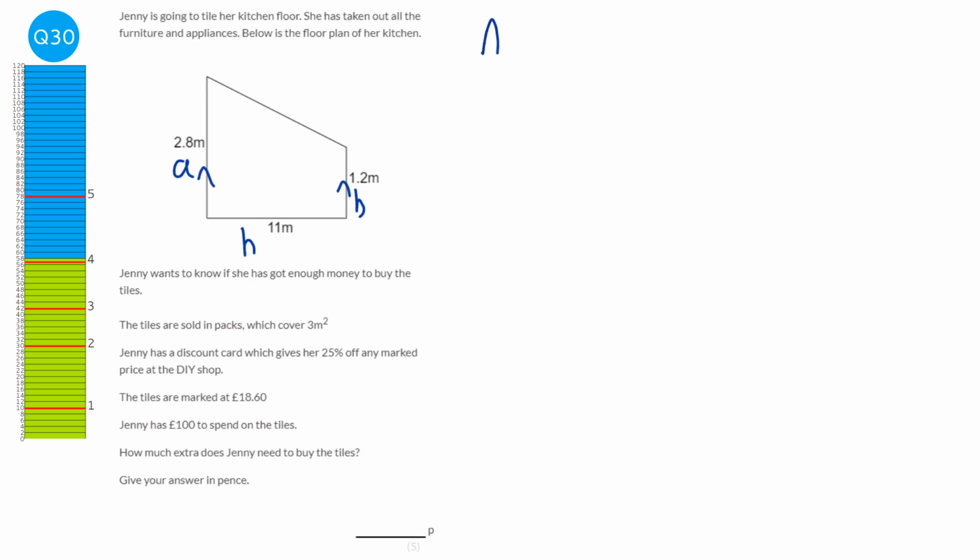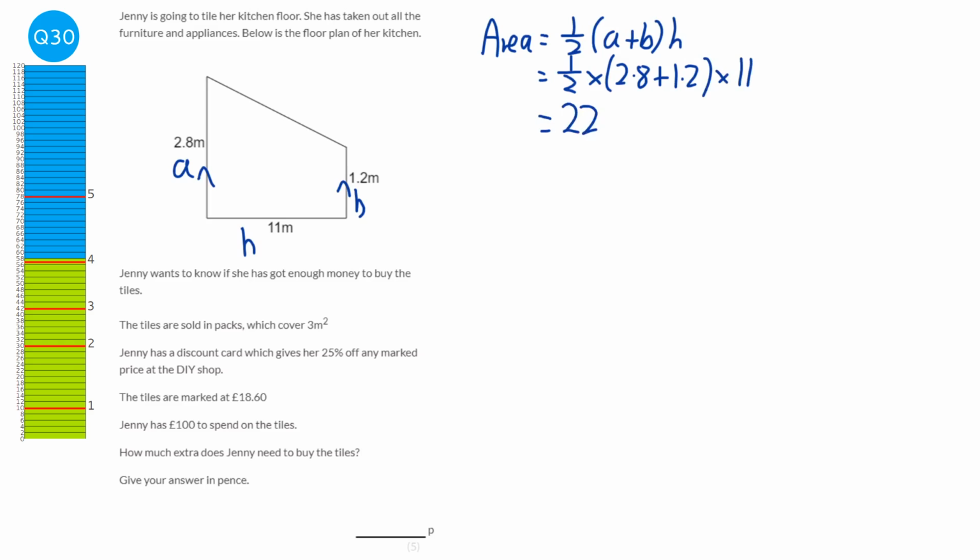So we're going to start off by writing down the formula, so it'd be half (a plus b) h, so half times (2.8 plus 1.2) times 11. And when we do that, we get 22. So the area of the floor is 22 meters squared.